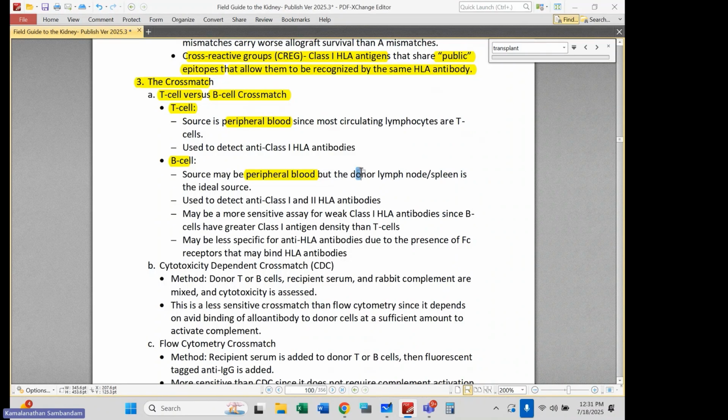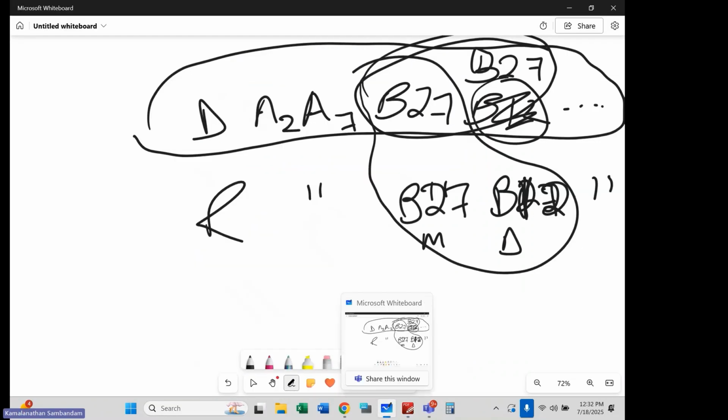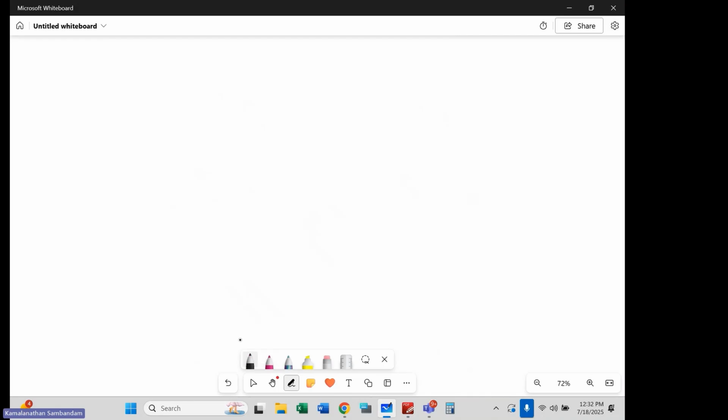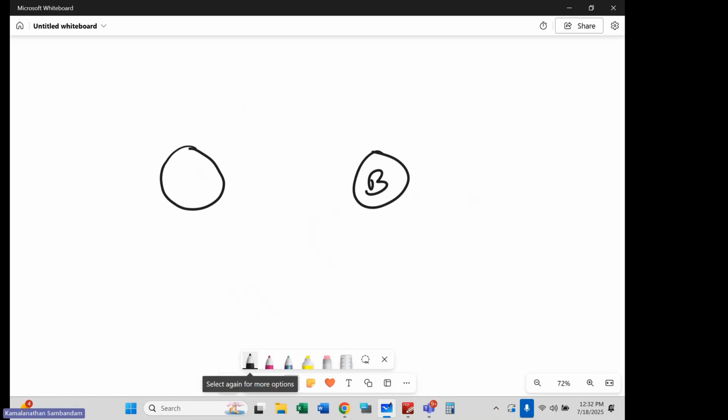So in a more ideal scenario, I have some donor lymph tissue, a lymph node or a spleen, in order to get more B cells, but I don't have to have that. I can get both T cells and B cells from donor blood. I use the crossmatch to look for incompatibilities, but let's go through some of the possibilities here. We'll call them donor T cells and donor B cells.